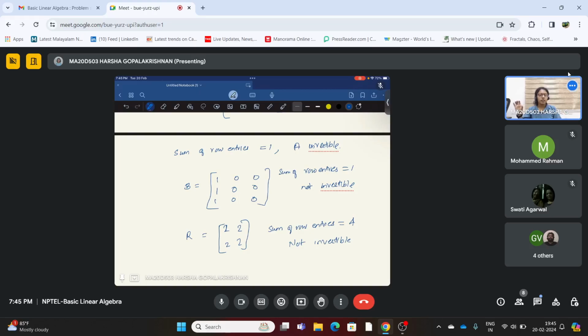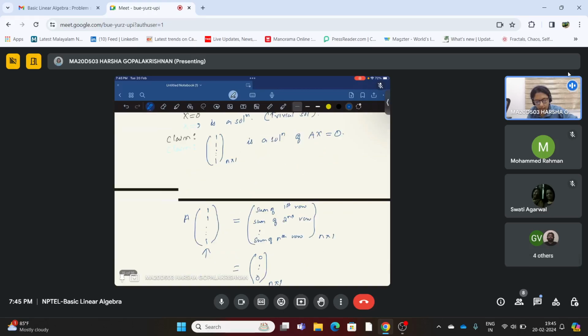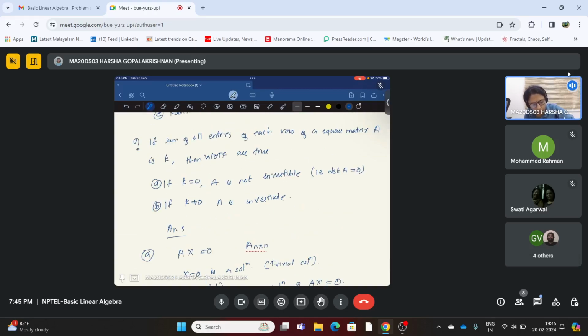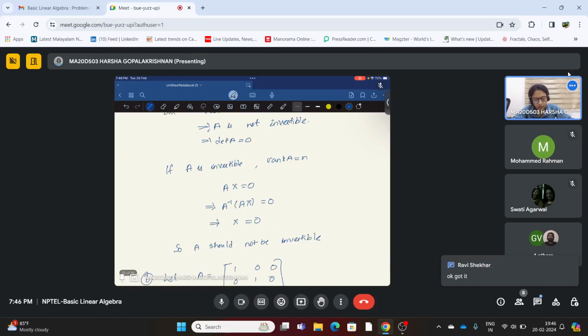If it is a 0 value, we have a result: it is not invertible. But if the sum is a non-zero value, then it can be invertible, or it need not be invertible. So in general the statement is false. The first one is true and this statement is false, because there is no general conclusion; we cannot say it is invertible. Okay, good.